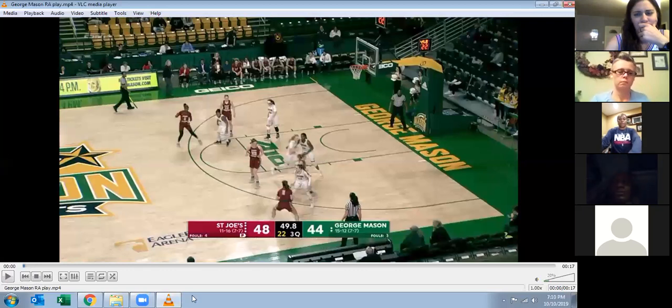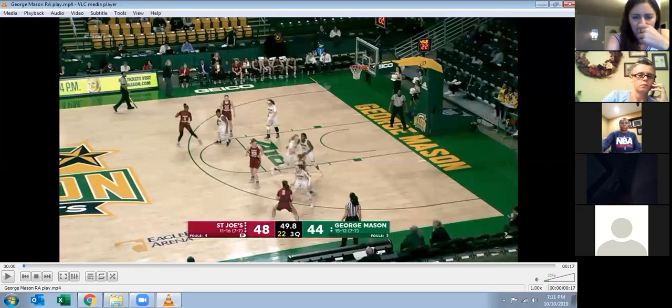So first thing we determine is if the drive starts inside or outside the LDB. It clearly starts outside. If she gets the ball outside the 3-point line, then drives in right down the lane. So the lead is going to have this call.